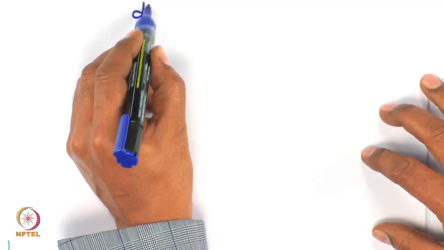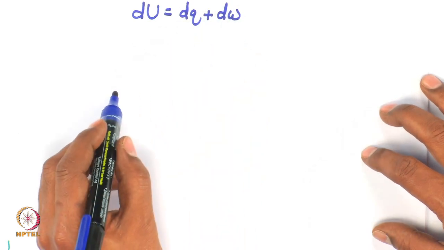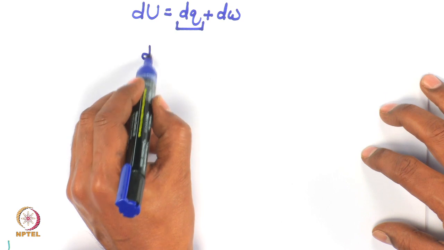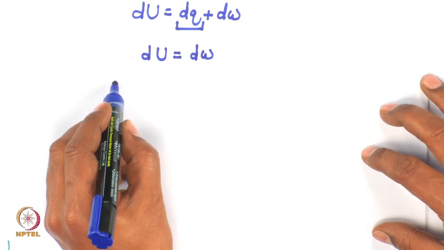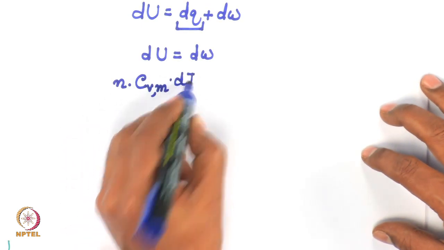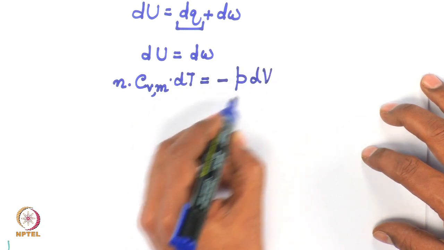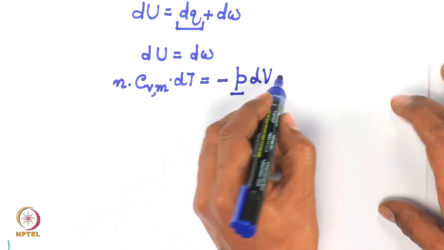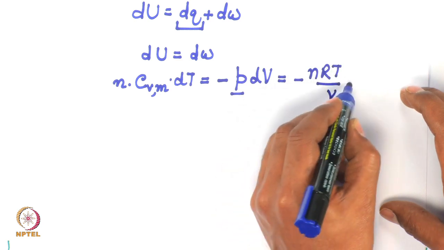Once again, dU is equal to dq plus dw, and since we are talking about adiabatic changes, dq is equal to 0. So, I have dU is equal to dw, and dU is n times Cvm times dT, and dw is equal to minus P dV. I am keeping P because the process is reversible, and this I can say is minus nRT by V into dV.